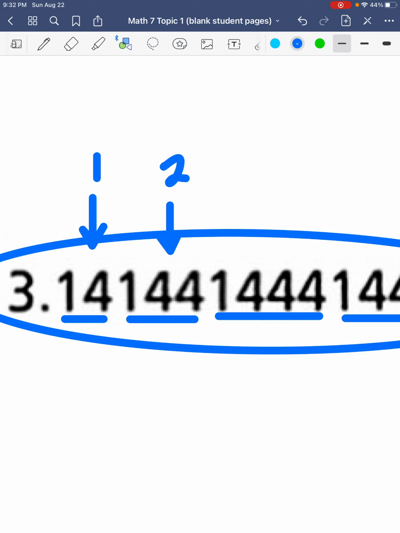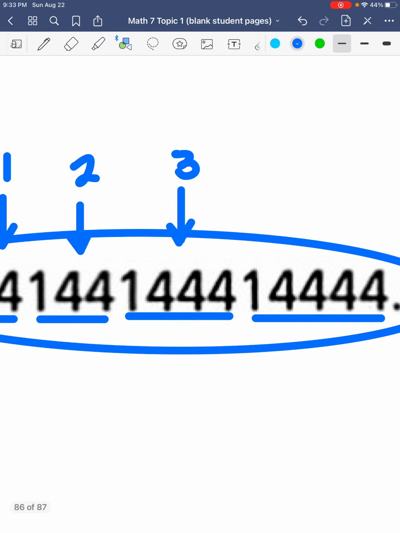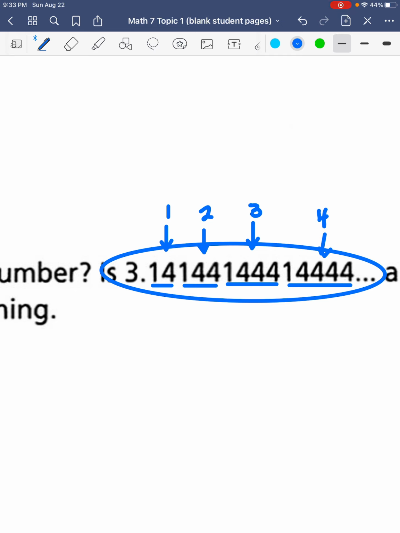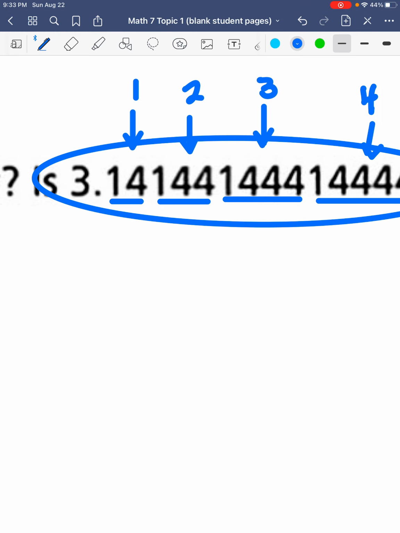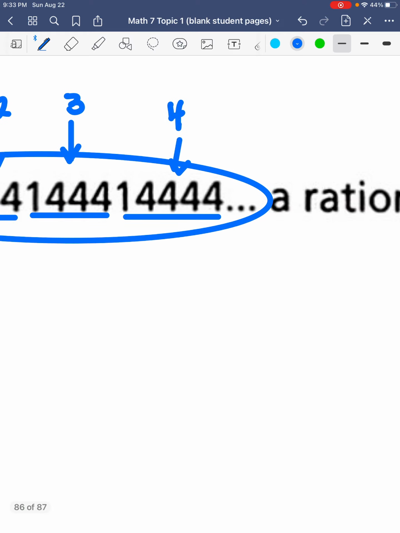So I've got 1, 2, 3, 4. So the number of 4s increases behind the 1. So even though this looks like it repeats, it does not repeat. Okay? So is this a rational number? Well, it's not a rational number because it does not repeat. And these 3 dots right here tell me it does not terminate or end.